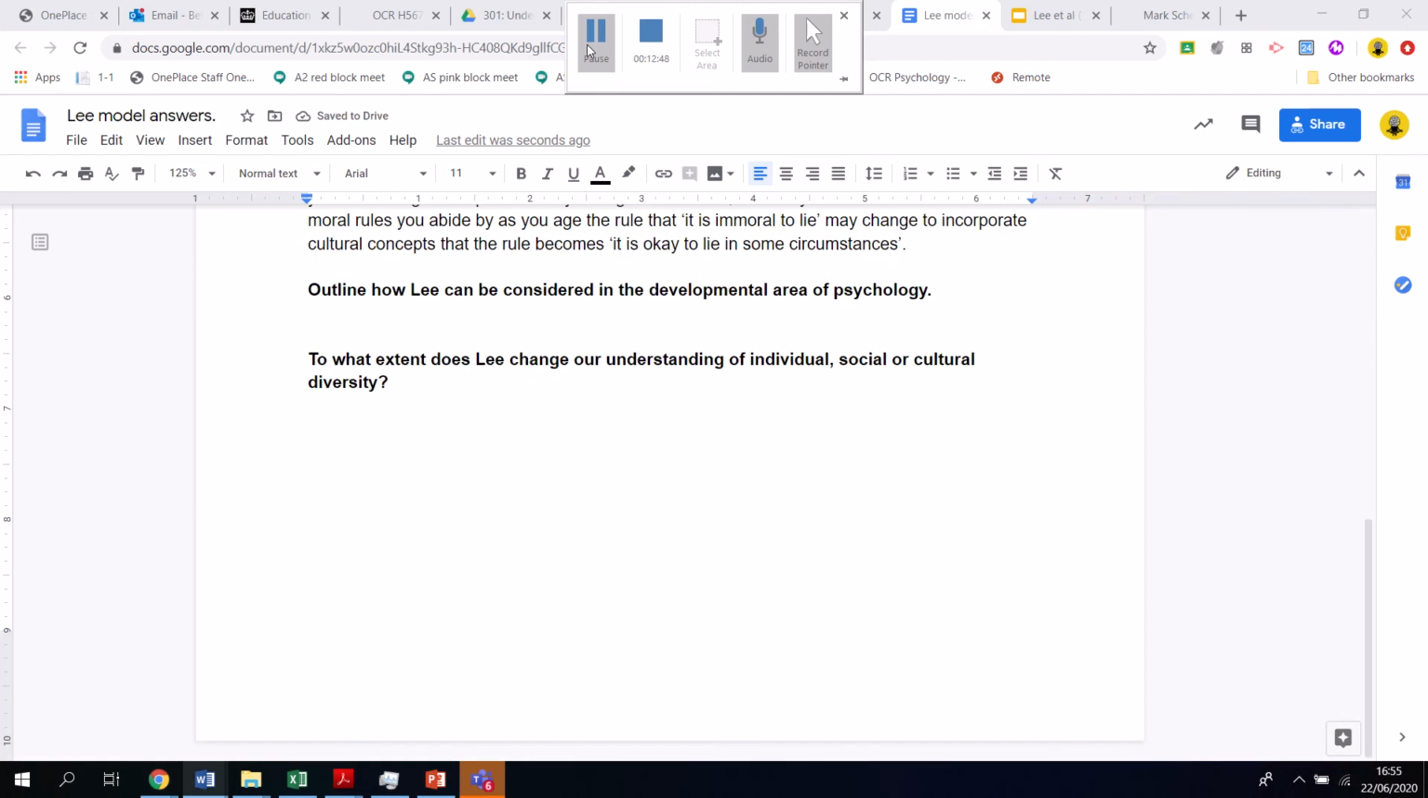Okay, so moving on to the next question. The next one is: outline how Lee can be considered in the developmental area of psychology. Again, I've not put the marks on for this. Usually this kind of question is asked for anywhere between 3 and 5 marks. What I would say is that if it's asked for around 3 marks, you need to link to a single assumption of the developmental area, whereas if it was asked for a bit more, so if I say 5 marks, it'd be wanting more depth to your answer and to link to another assumption.